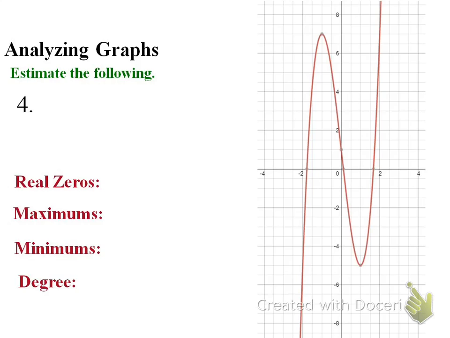All right, so now we're supposed to analyze a graph that's already given to us, and I would like to point out a very key word here. We are estimating. Nothing we're doing today is very precise. So if you get 0.5 and your neighbor has a 0.6, it's fine. Okay? So we are looking for those four things: the real zeros, any maximums, any minimums, and then what degree we think this polynomial is. So zeros are the places that it crosses the x-axis. Anyone want to take a stab at any of those?